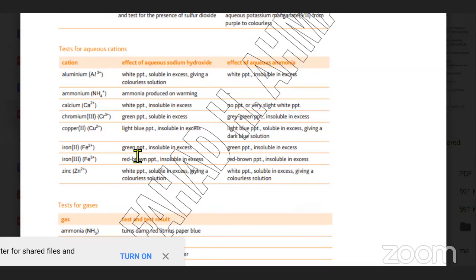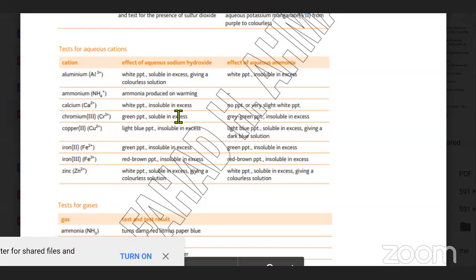Chromium green, iron green, दोनों का approximately. Chromium और iron का जो test है that's almost the same, except कि iron के दोनों में insoluble है, chromium का one में soluble है, sodium hydroxide में it's soluble. कॉपर के ब्लू प्रेसिपिटेट बनते हैं, एक में सॉल्युबल होता है तो वो डीप ब्लू हो जाता है.